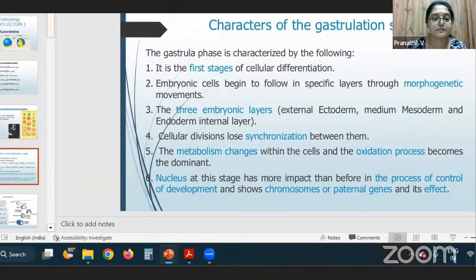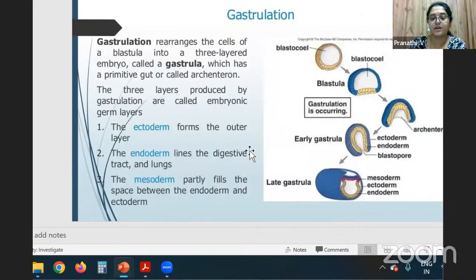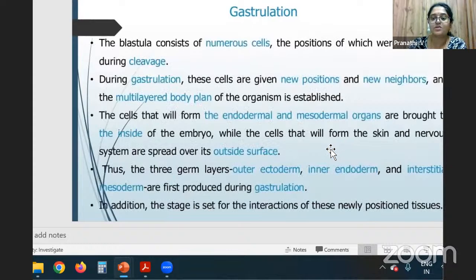In this, like I told you, you have movements, epiboly and emboly. We'll just have a look at it. You have the ectoderm, mesoderm and endodermal layers that are formed. In gastrulation, the outer layer forms the ectoderm, the innermost layer is the endoderm, and the mesoderm is the partially filled space. With a lot of cells present, you again have formation of spaces.